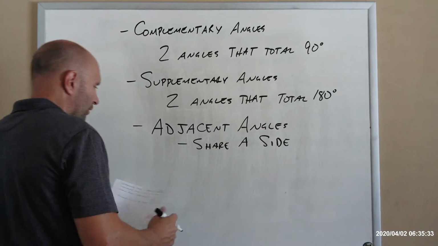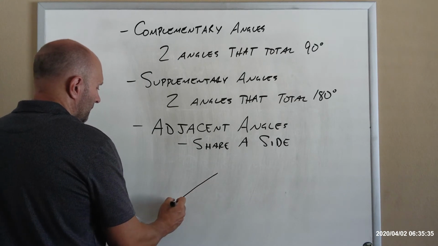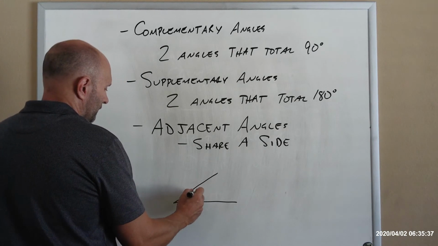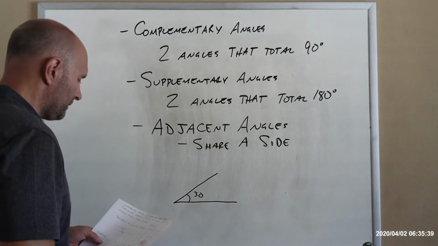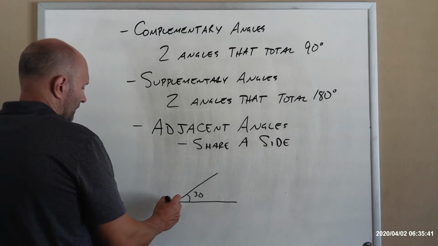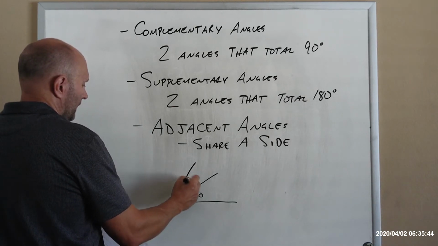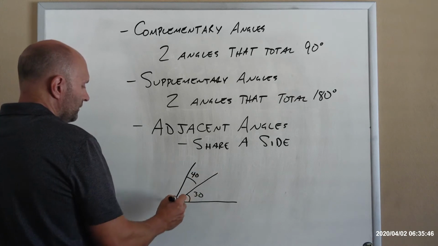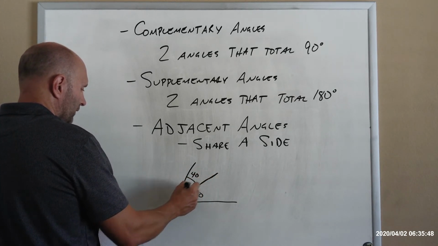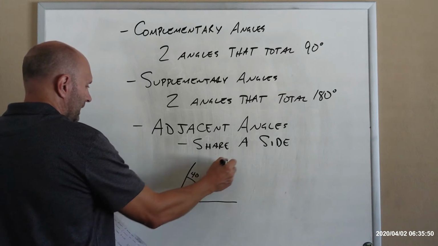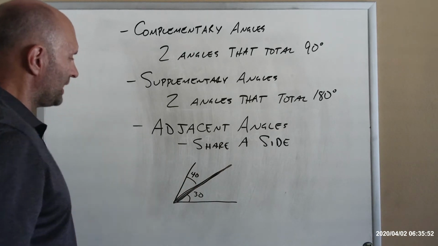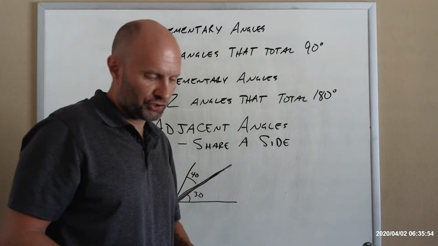So if I was to draw this, if I have this angle here and it's 30 degrees, and then this angle in here is 40 degrees, well, because they're sharing this side of the angle, these would be adjacent angles. They're next to each other.